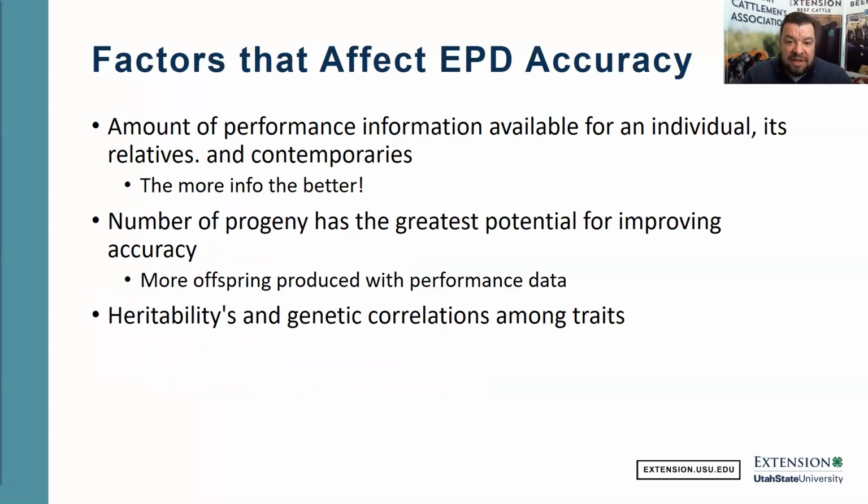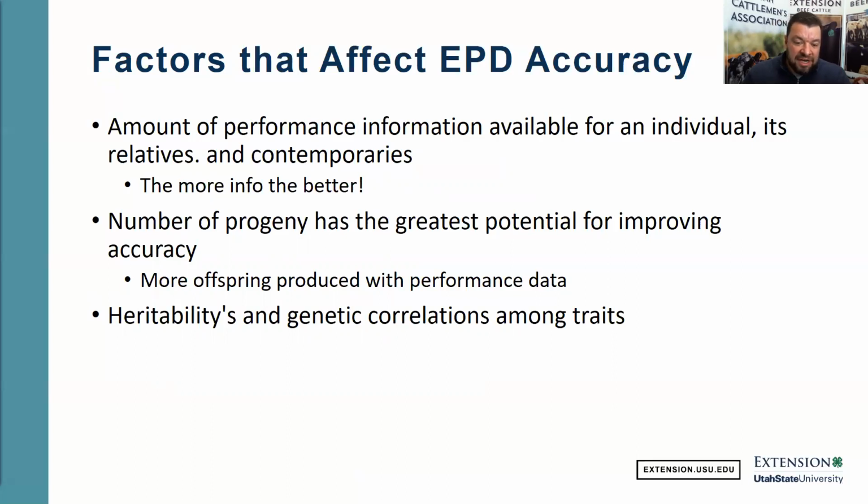Now, there are some factors that will influence accuracy, like I've been saying. The amount of performance information available for an individual, its relatives, and its contemporaries: the more information, the better. The more information that individual has, the more we drive accuracy up. But the true indicator of how we improve accuracy is the number of progeny. The more progeny that are produced, the higher the accuracy is going to be for that individual.